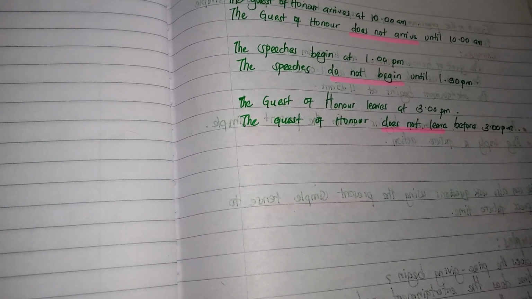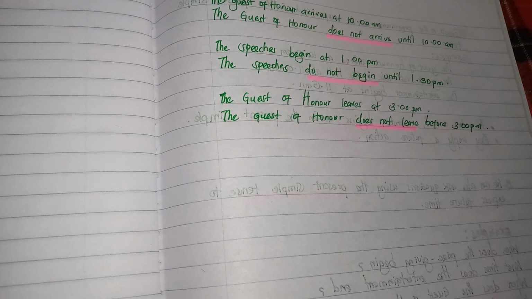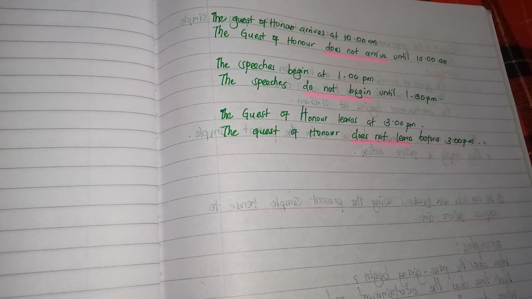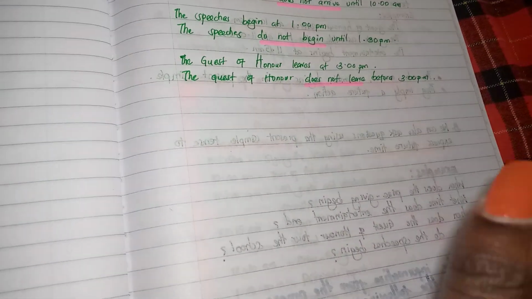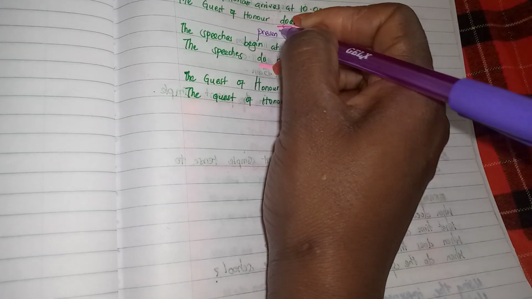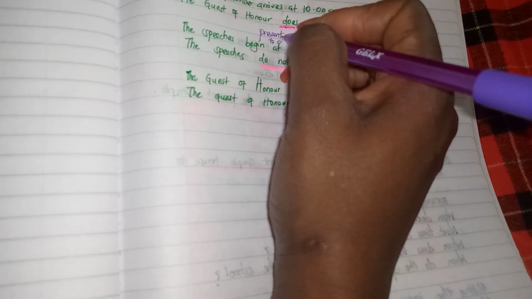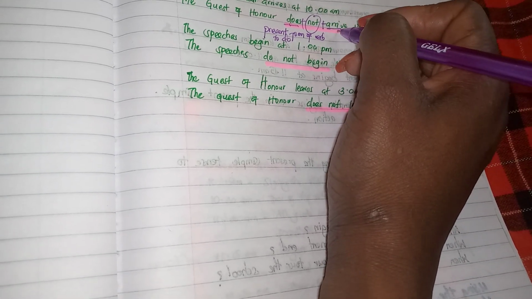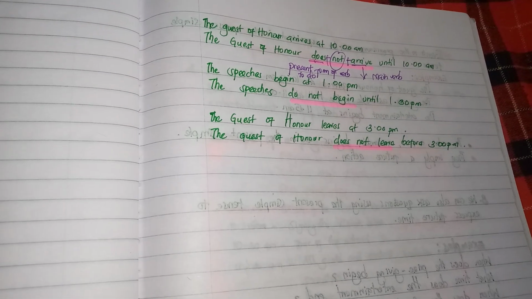We have been told that the present simple tense can also be used in the negative to indicate future time by using the present form of the verb to do plus not plus the main verb. Now, in this sentence, we have the present form of the verb to do, we have does, plus the word not, and then plus the main verb, which is arrive. And this is also used to express the future time.